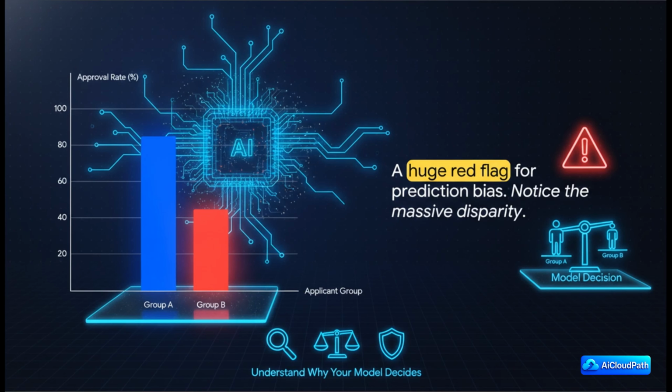And this is what that bias can look like in practice. SageMaker Clarify can generate a report just like this. And what we're seeing here, I mean, this is a massive red flag. Just look at that huge disparity. Group A is being approved at a much, much higher rate than Group B. This is exactly the kind of prediction bias we need to catch.